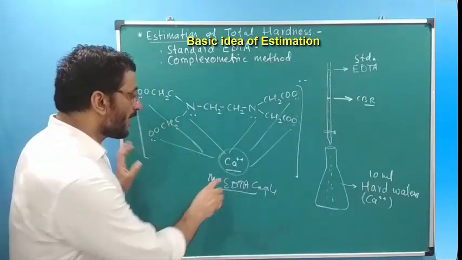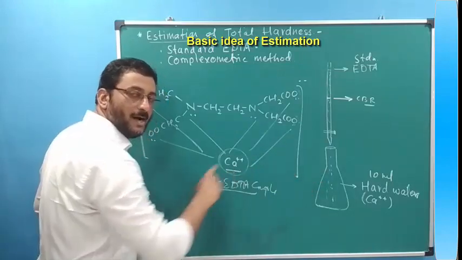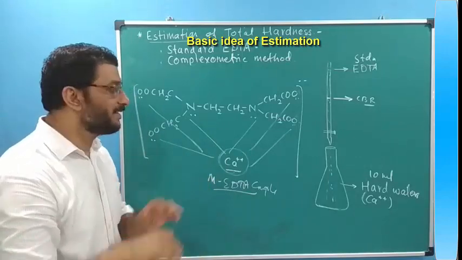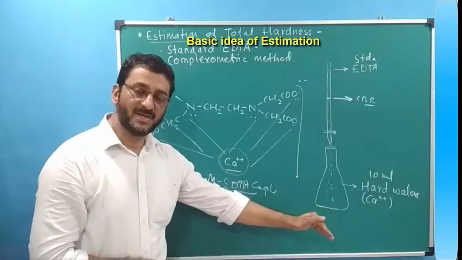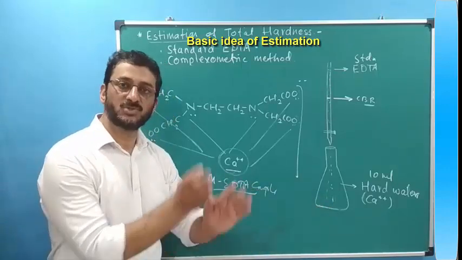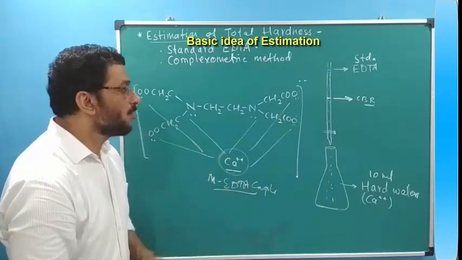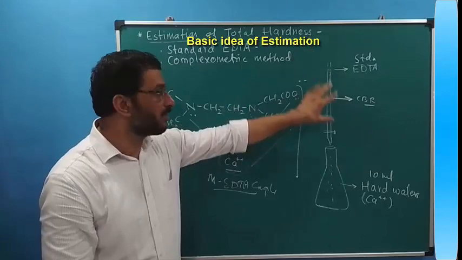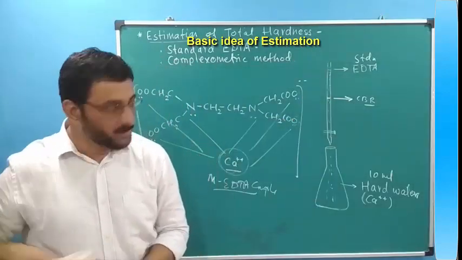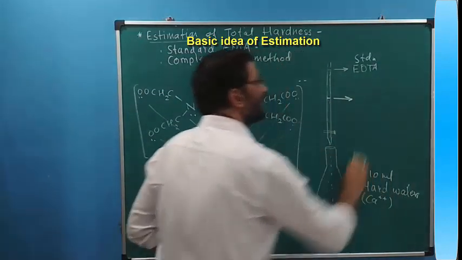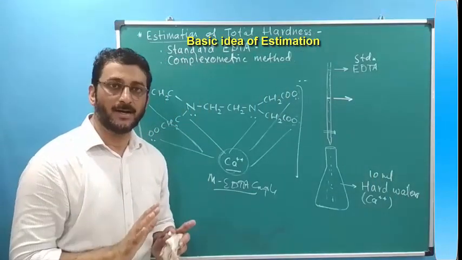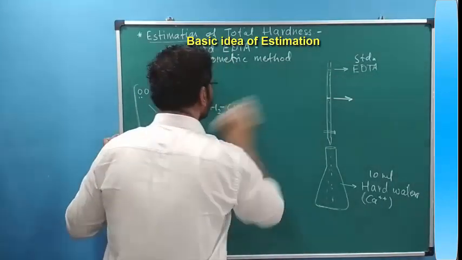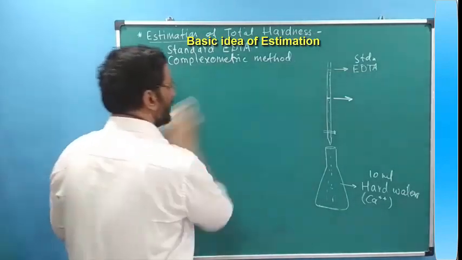Once all hardness causing ions present in the hard water are trapped by EDTA, or we can say are consumed by EDTA, the solution comes to a certain pH and the indicator shows a color change. Once you observe the color change in the flask, you stop adding EDTA. That will be your constant burette reading, your CBR. From that volume of EDTA, we can easily estimate the hardness of water. That is a simple complexometric titration, the simple basic idea of the experiment.